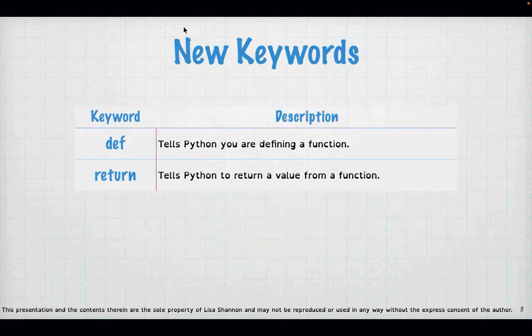So we have a couple of new keywords. We have the keyword def, which tells Python that we are defining a function. And we have the keyword return, which tells Python to return a value from a function. So let's say we did this great, wonderful calculation in our function, and we need to get that back into, let's say, the global scope. The return keyword will do that for us.